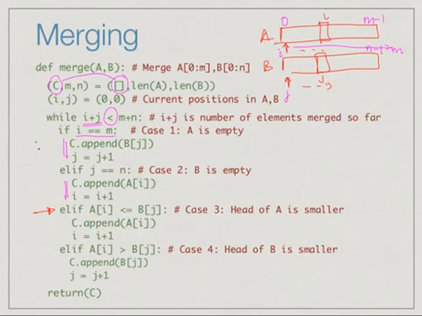So at the end of this loop, what we would have done is to have transferred m plus n elements in the correct order from A and B into C.